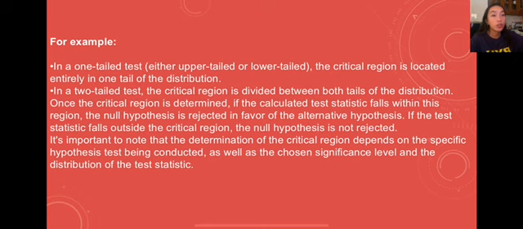Once the critical region is determined, if the calculated test statistic falls within this region, the null hypothesis is rejected in favor of the alternative hypothesis. If the test statistic falls outside the critical region, the null hypothesis is not rejected. It's important to note that the determination of the critical region depends on the specific hypothesis test being conducted as well as the chosen significance level and the distribution of the test statistic.